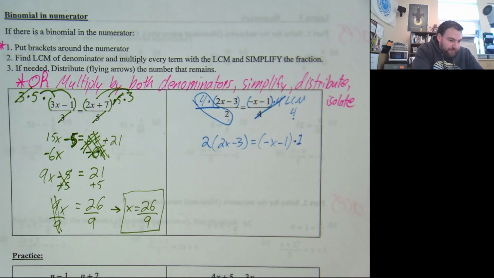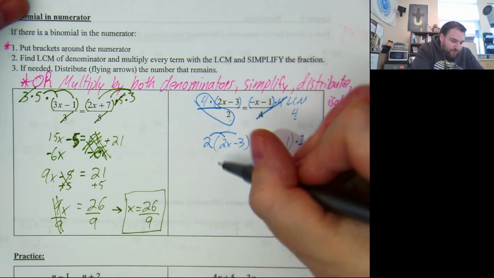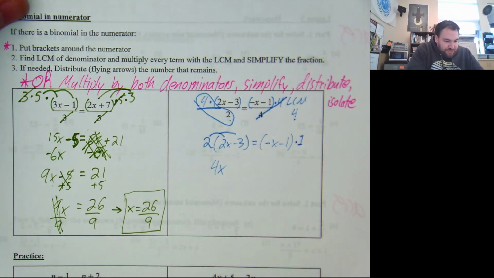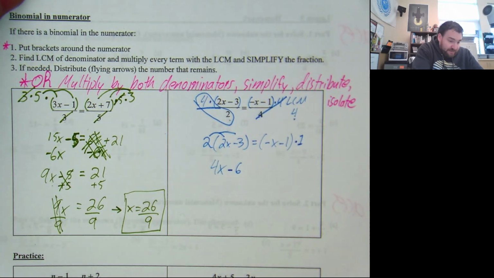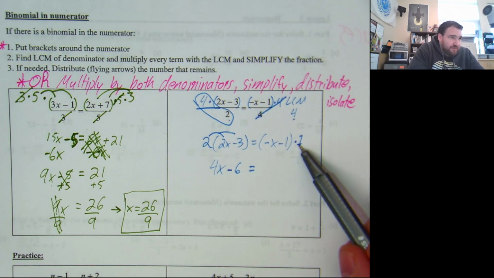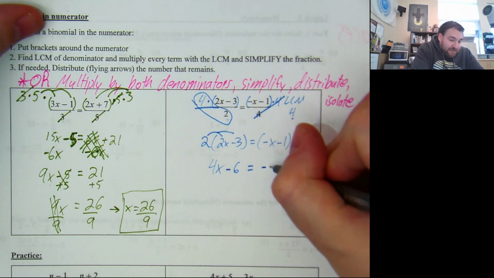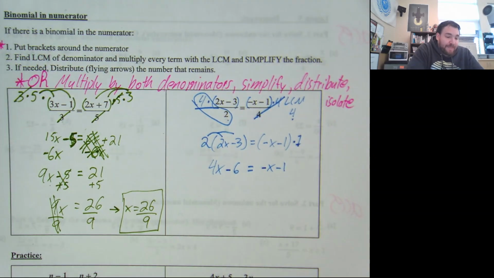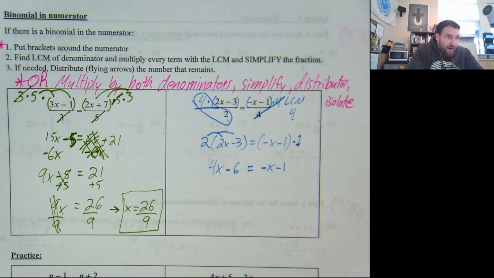And now I'm going to distribute. 2 times 2x is 4x. Don't want to screw this up again. 2 times negative 3 is negative 6. Equals, does distributing a 1 change anything? No, multiplying by 1 never changes anything. So I can just drop the brackets on the right-hand side, and my binomial then is just going to be negative x minus 1, no brackets, because multiplying by 1 doesn't change anything.